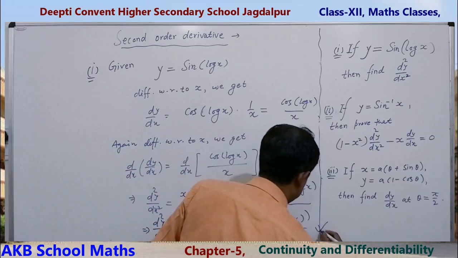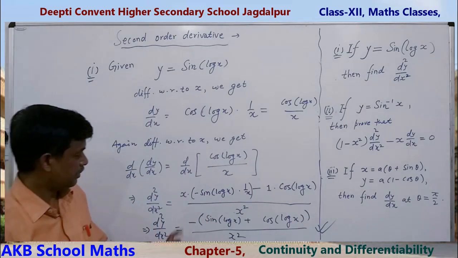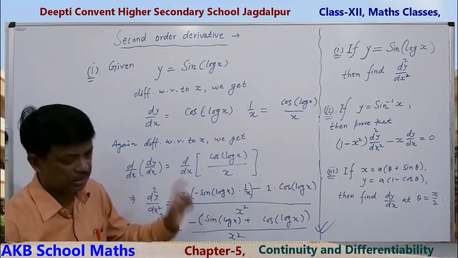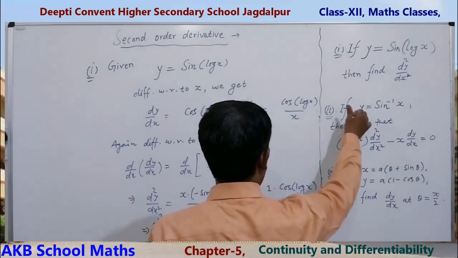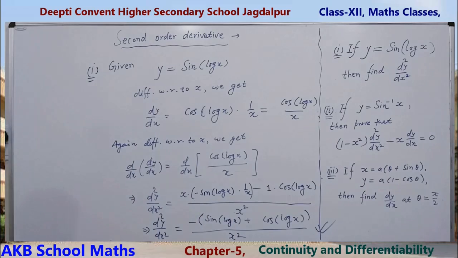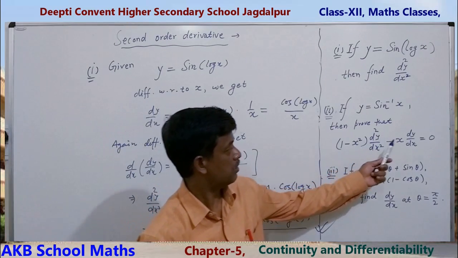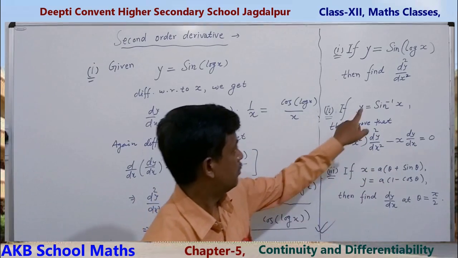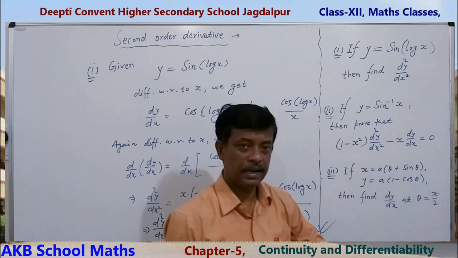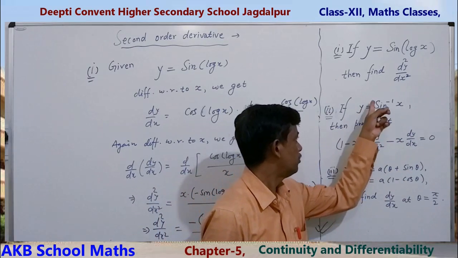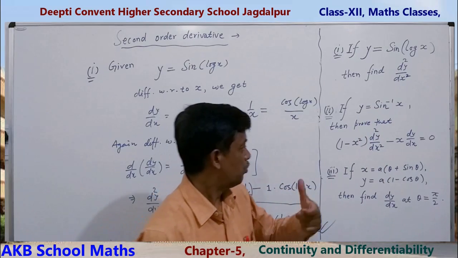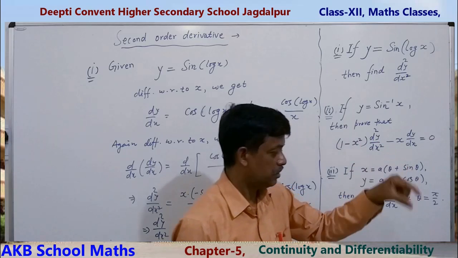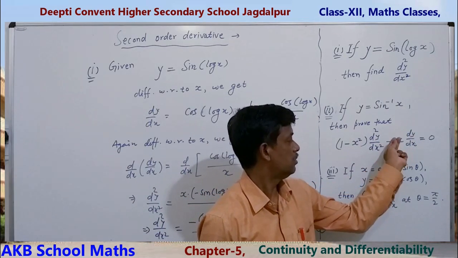Okay, clear? Second order derivative means first time differentiate and then again second time differentiate. Now take the second question. In the second question you see a relation between the second order derivative and the first order derivative. For this type of question, to prove it, you find the first derivative and also the second derivative, then put the values you get in the left hand side, and solving it you can get the right hand side, then it will be proved.